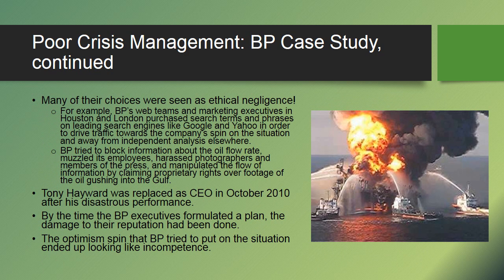Many of the choices were seen as ethical negligence. And that's, by the way, the picture of the oil rig burning for days. For example, British Petroleum's web teams and marketing executives in Houston and London purchased search terms and phrases on leading search engines like Google and Yahoo in order to drive traffic towards the company's spin of the situation and away from independent analysis elsewhere.